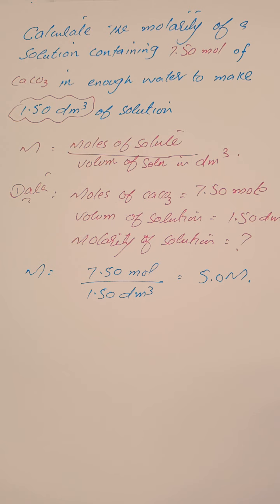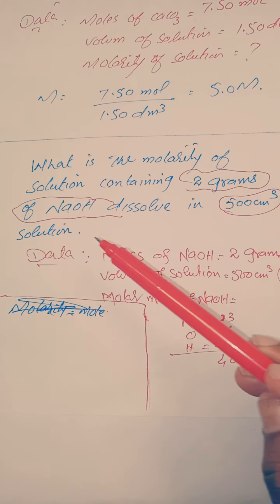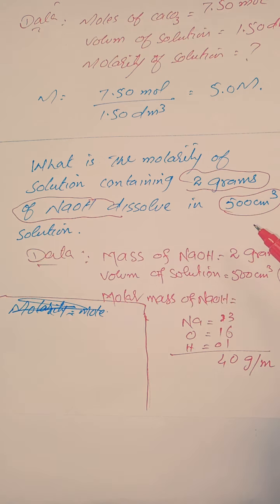Similarly, we can also calculate the molarity of a solution if the mass of solute is given. Then we have to use the other formula by putting the value of moles in the given formula. For example, what is the molarity of a solution containing 2 grams of sodium hydroxide dissolved in 500 centimeter cube of solution?